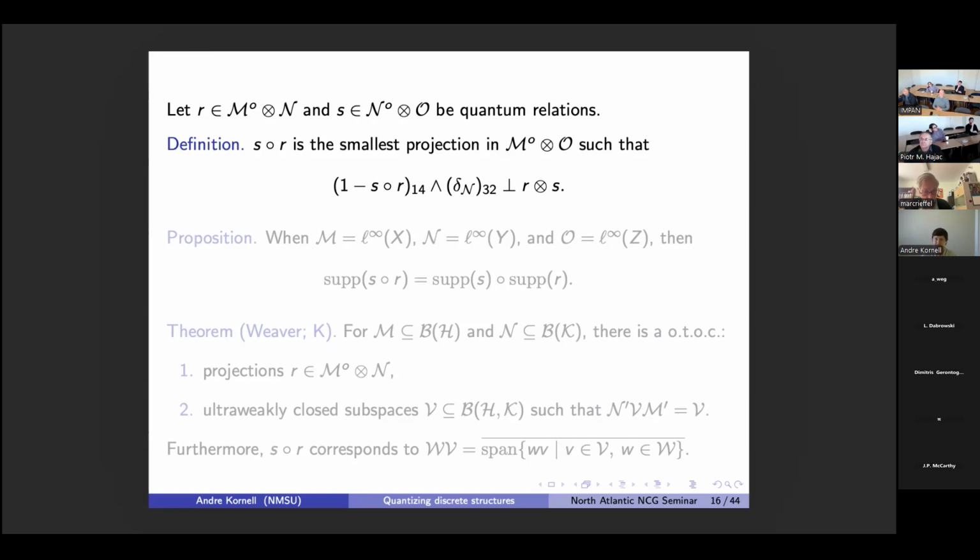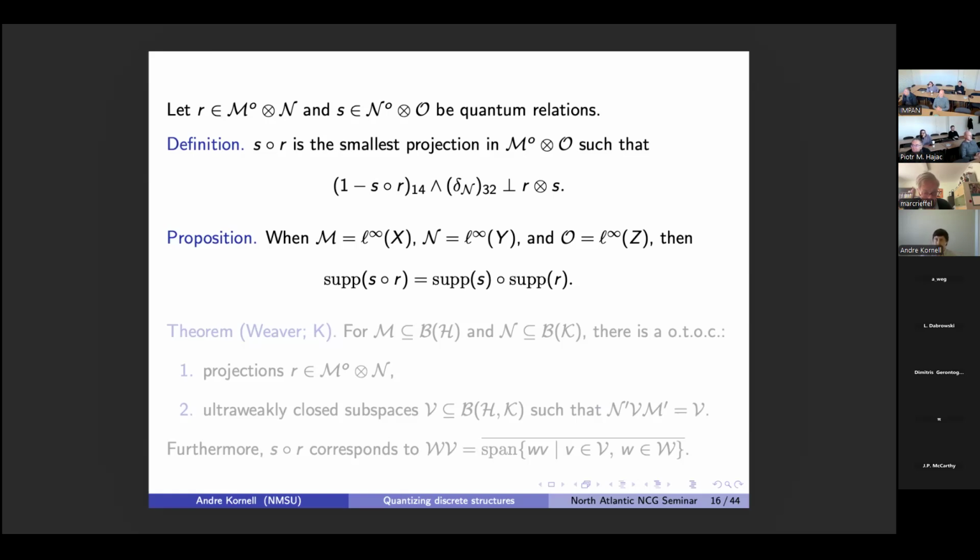in the quantum case. And to emphasize the point, when M, N, and O come from sets, then we have this equation that the support of S after R is the support of S after the support of R. So the support is how we go from a quantum relation to an actual relation, an actual subset of a Cartesian product. And this equation is describing functoriality for us. So it's basically saying we have the right definition.